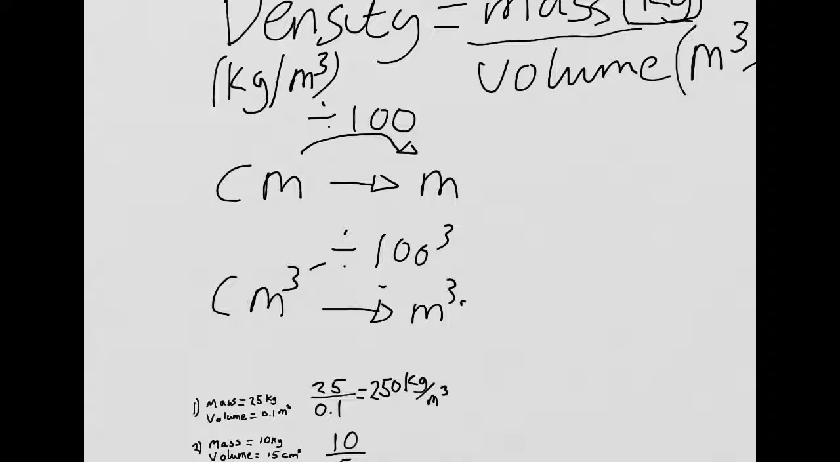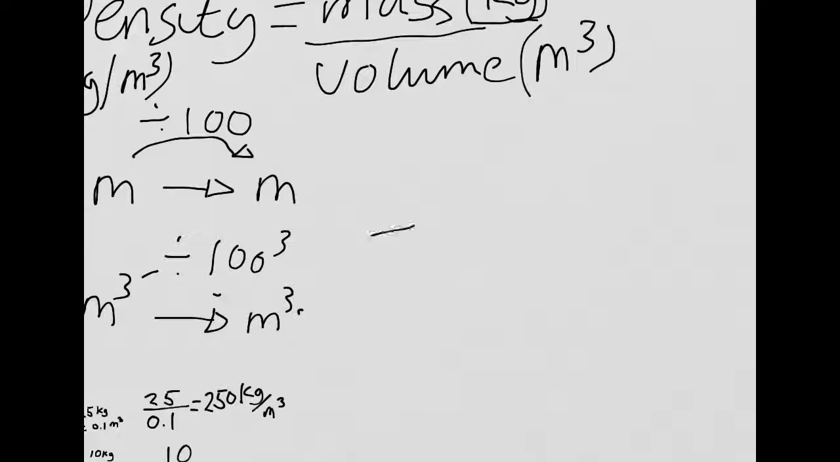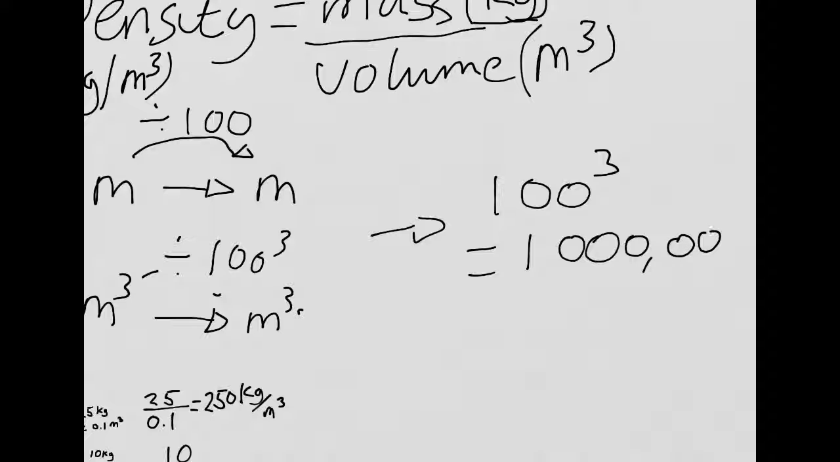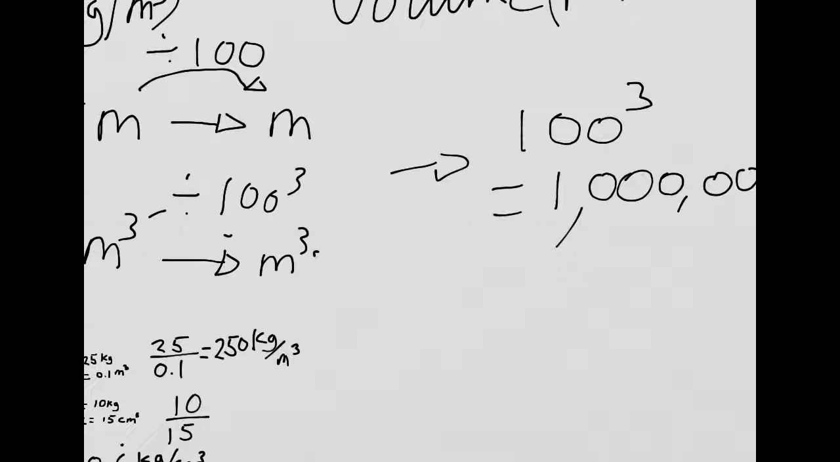Now, again, you do need to know this, and this is pretty basic maths, but 100 cubed is just the equivalent of 100 multiplied by 100 multiplied by 100. Yeah. So 100 cubed is equal to 1 million. You should know that. So getting from centimeters cubed to meters cubed, you can divide by 1 million.